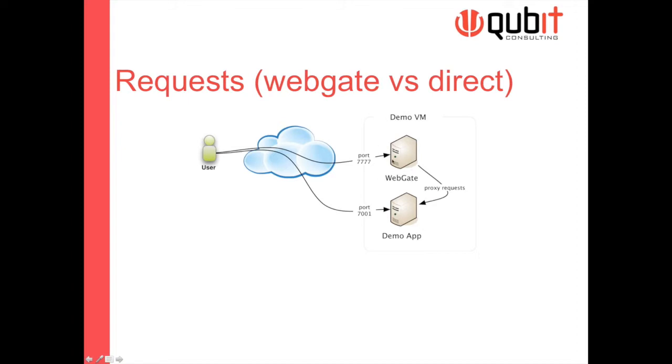You wouldn't get this in a proper production environment. You'd never be able to bypass the web gate. But what I'll do is browse directly via port 7001 to the demo app to show you that there are no attributes inserted if you hit the application directly, which shows that they're being inserted via the web gate.